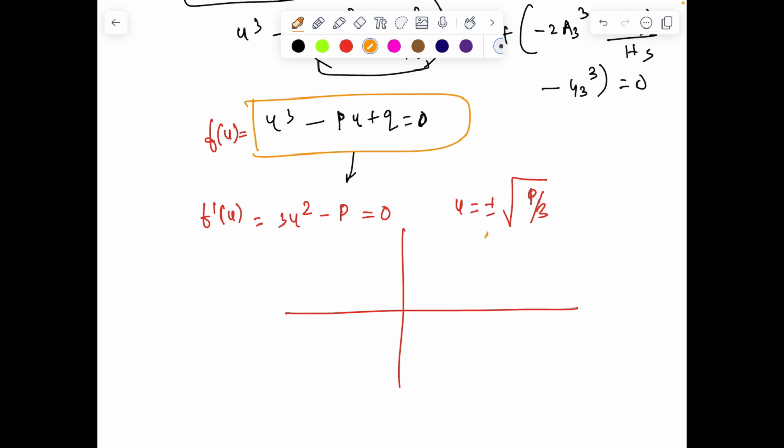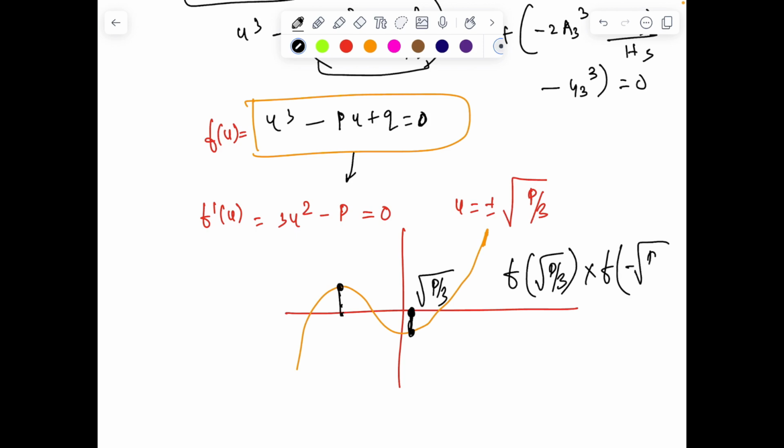For this to have 3 roots, at infinity it's going to be infinity. For this to have 3 distinct real roots, clearly the output of the function at the critical points must be of opposite sign. So at root p by 3, whatever answer I am getting, f of root p by 3 into f of minus root p by 3 should be less than 0. As long as they are of opposite sign, it will definitely intersect at 3 distinct points, because the height here and the height here must be of opposite sign in nature.